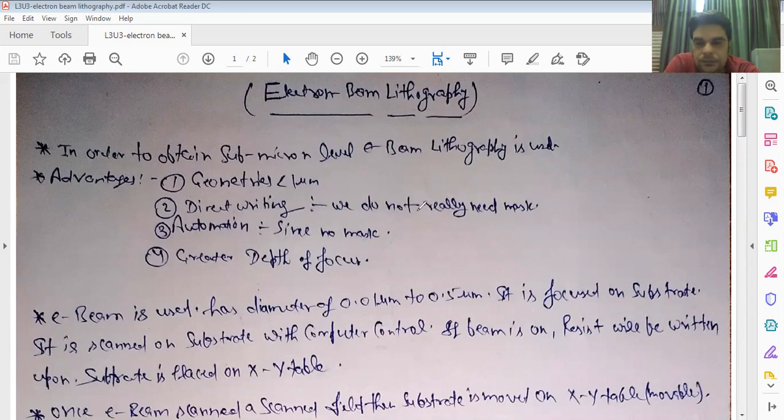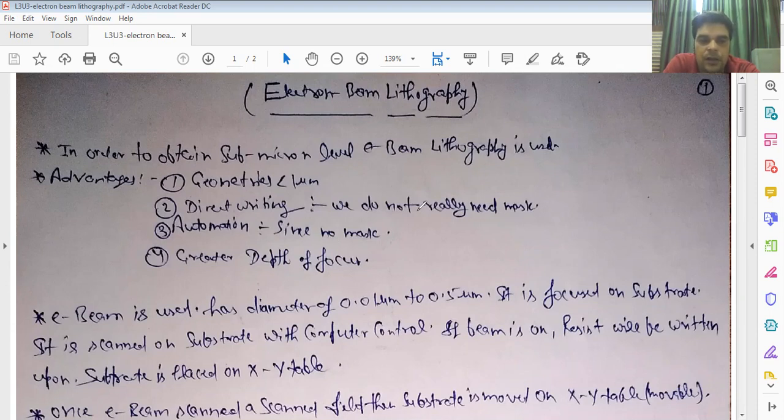So what is the basic idea behind electron beam lithography? Obviously the electron beam is used as the source of radiation. Now the electron beam that we are using has a diameter from 0.01 micrometer to 0.5 micrometer. So this much small diameter electron beam is used. Now this electron beam is focused onto the substrate.